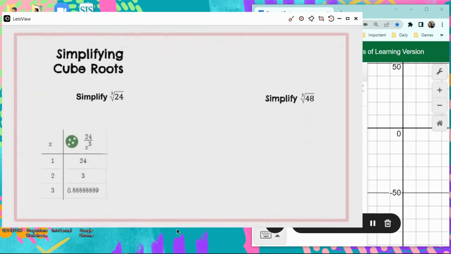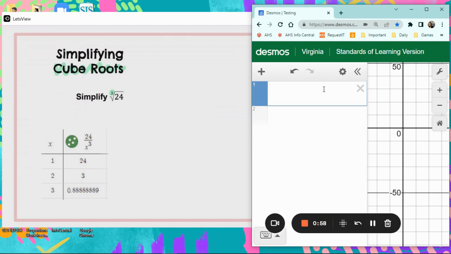So first thing we're going to do, first of all, fold your notes. You know how to make the 2 doors. We're going to start on the simplifying cube roots side. Remember, cube root means that little 3. So there is a very long way you can do this by hand, but like I said, I'm going to show you Desmos. So when you're in Desmos, the first thing you want to do is make a table. To do that, you are just going to spell the word table.